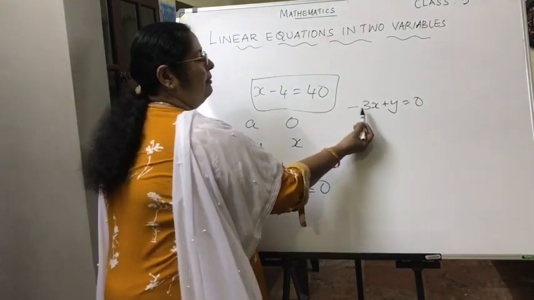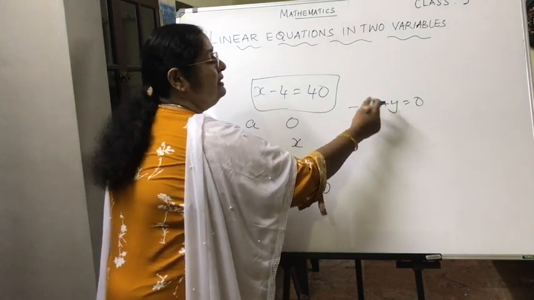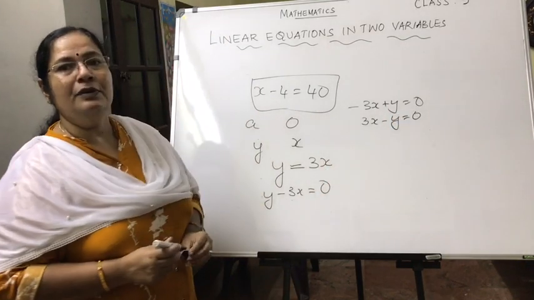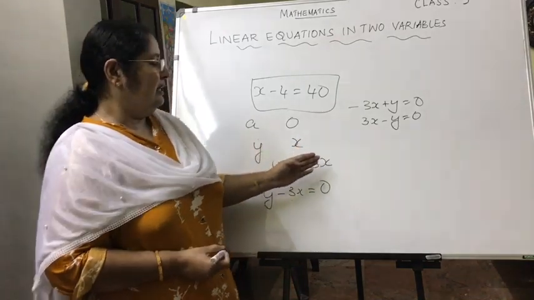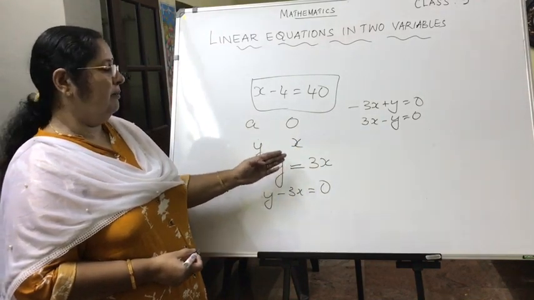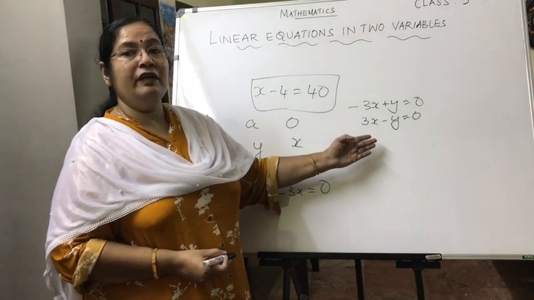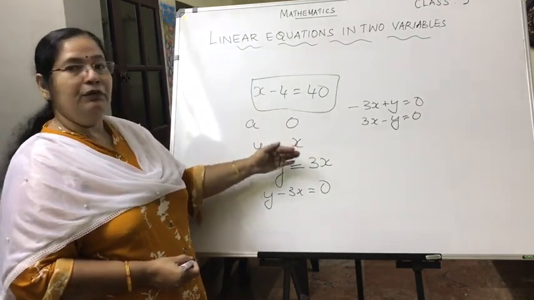So what does this become? Minus into minus plus 3x. Plus into minus is minus. So 3x minus y is equal to 0. So see, from this statement, we have made the mathematical form. Then again we have written it as a linear equation in two variables, the standard form. So understood how you got this?